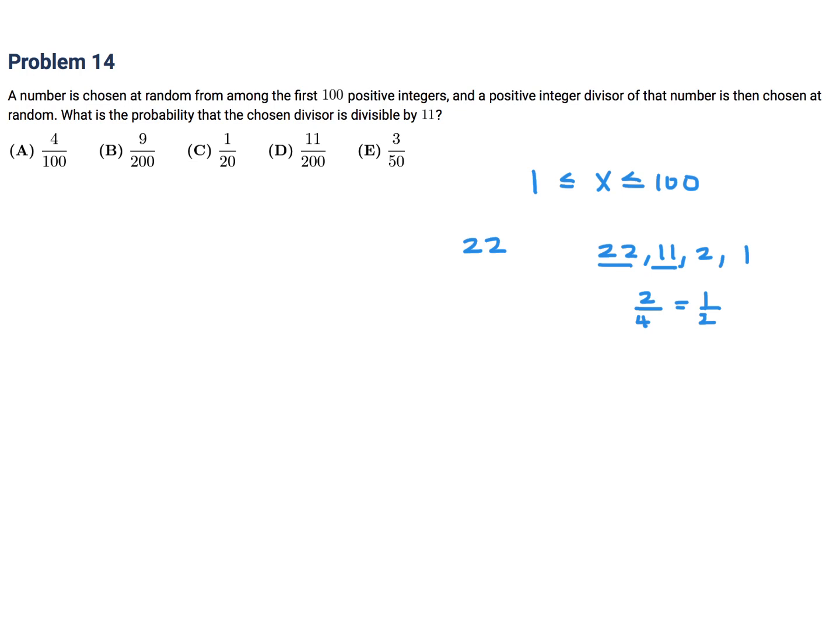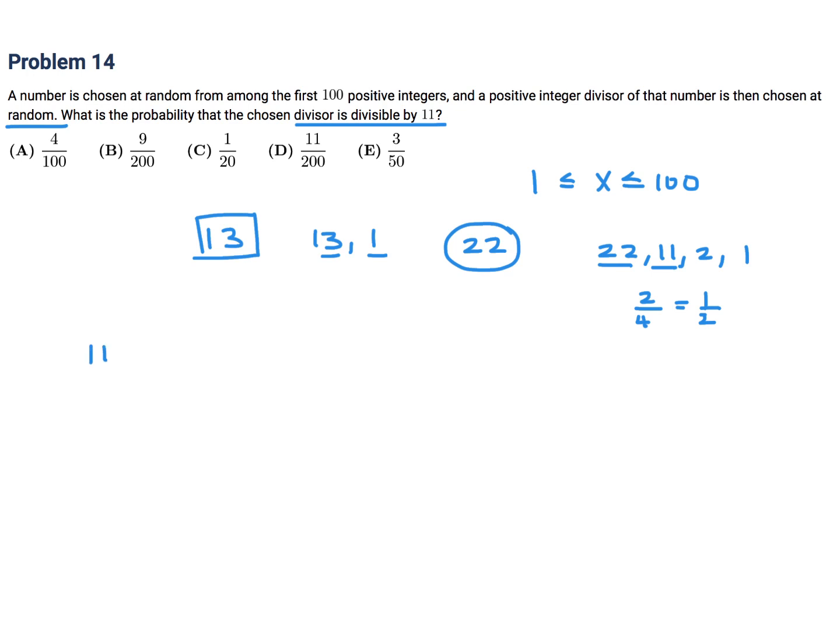So what they're saying is you're choosing a number at random. What is the probability that the divisor is divisible by 11? Okay, I got it. The only time that any divisor will be divisible by 11 is if the number itself is divisible by 11. You see how 22 was divisible by 11. If I chose 13, its divisors are 13 and 1, and neither of these is divisible by 11. So the number itself has to be divisible by 11.